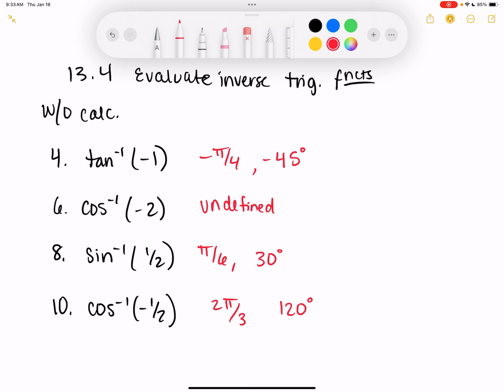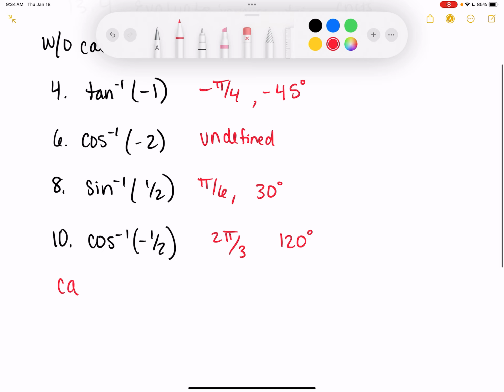All right, the next ones you need your calculator for. It wants your answers in degrees and radians, but to save you from flipping your calculator back and forth between modes every 2 seconds, I'm going to write all the problems. We'll do all the radians, and then we'll do all the degrees for those. So this one is with your calculator. We'll do radians first, so go in radian mode first.